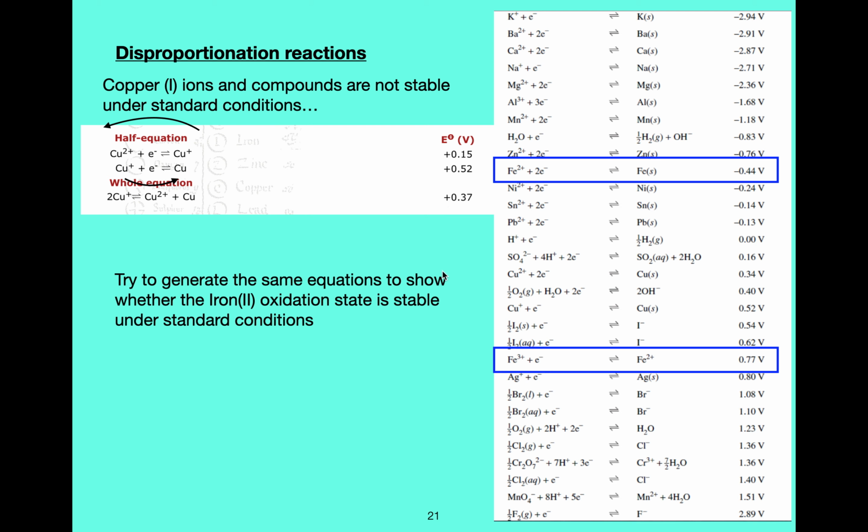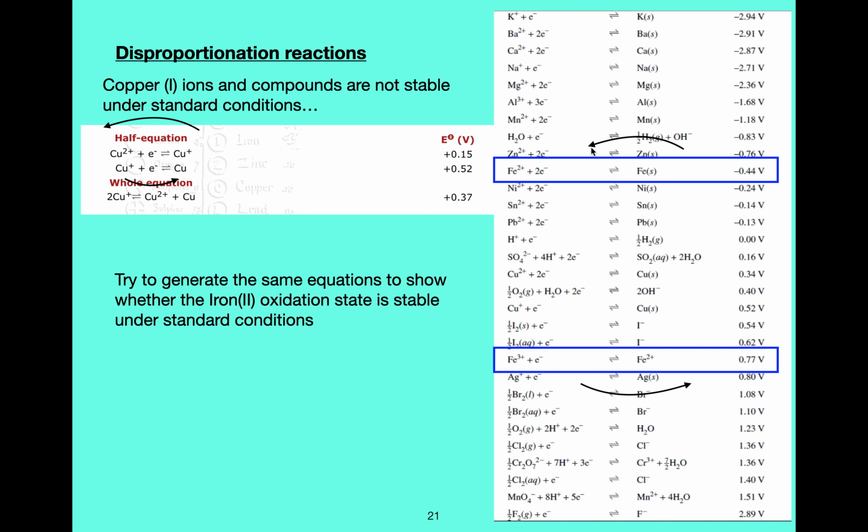We can do the same thing using iron to see if iron 2 will disproportionate. Here we prove that copper 1 will disproportionate. It's energetically favored, thermodynamically favored. But will iron 2? So there's iron 2 there in equilibrium with iron metal, and there's iron 3 in equilibrium with iron 2. You can probably see straight away the likely change in these equilibria, the spontaneous change if they're in contact with each other.